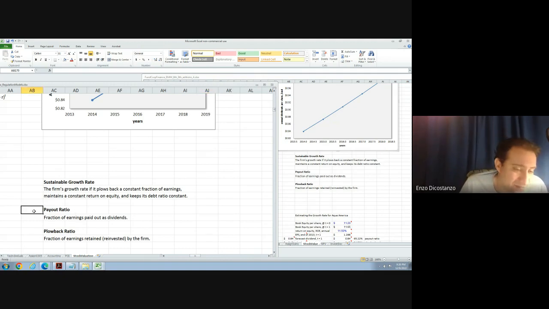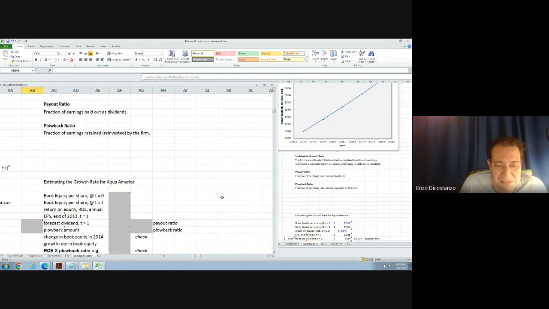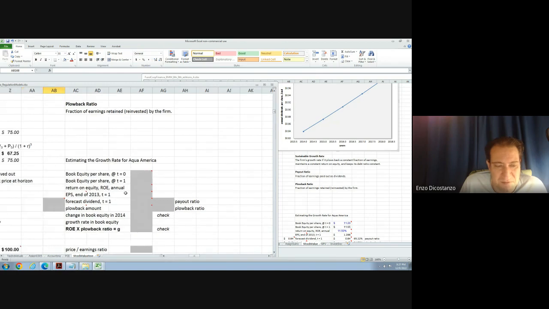But what a payout ratio is, what a plowback is: these added up correspond to, if payout is 0, then plowback is 100%, so all the earnings go back into the company. If you're paying out half the earnings, half go to payout and half go to plowback. So these have to add up to a factor of 1, basically. A sustainable growth rate is the firm's growth rate that plows back a constant fraction of earnings, maintains a constant return on equity, and keeps its debt ratio constant. Again, that's one of the magical math conclusions of the Princeton folks and the NYU folks from a number of years ago.